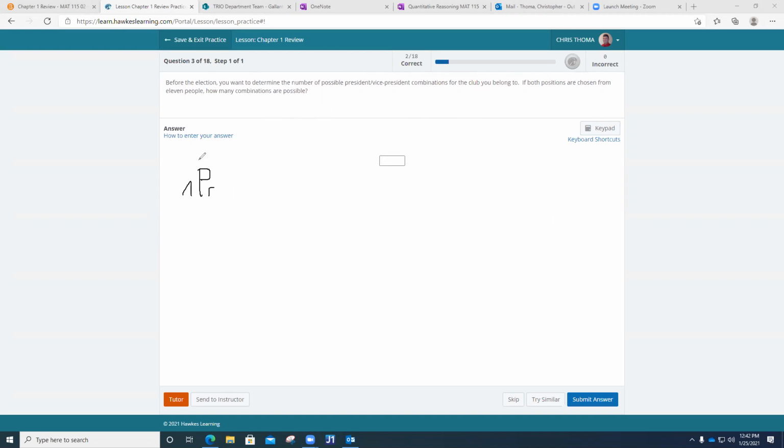Where N is how many people are in the sample. So there's 11. Permutations is the key you want to use. And we're picking 2, just the president and vice president. Yes. So we're picking 2.